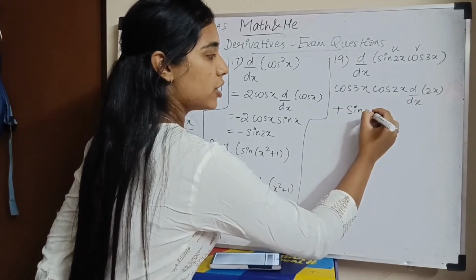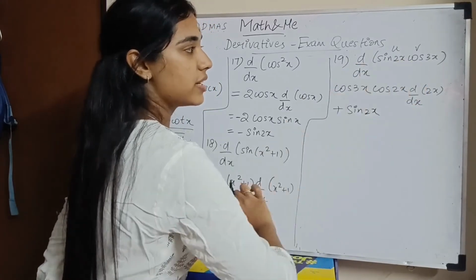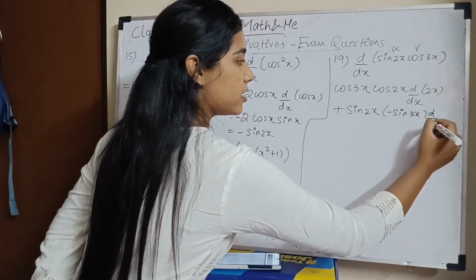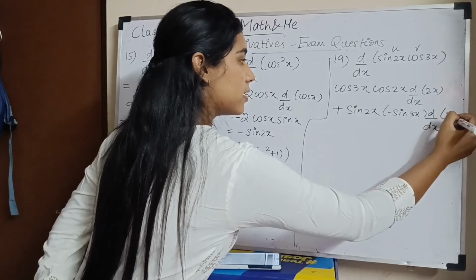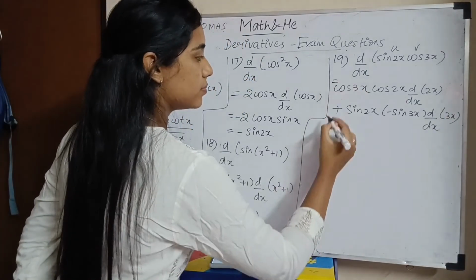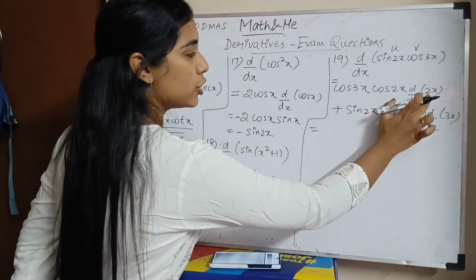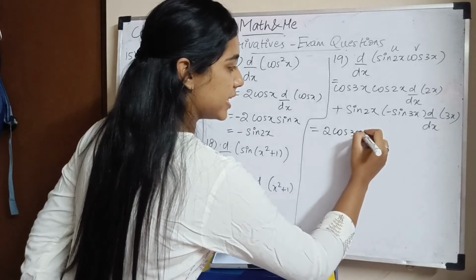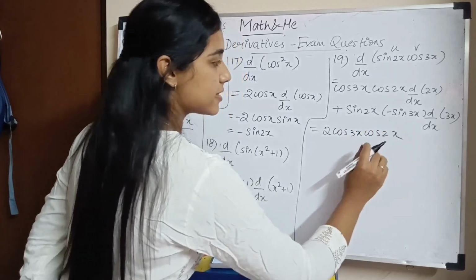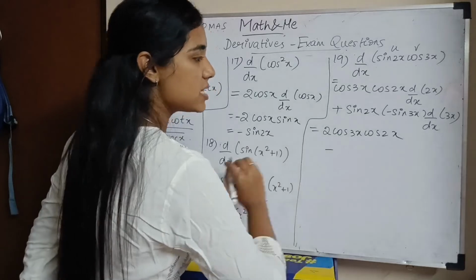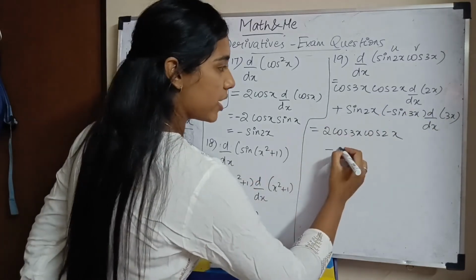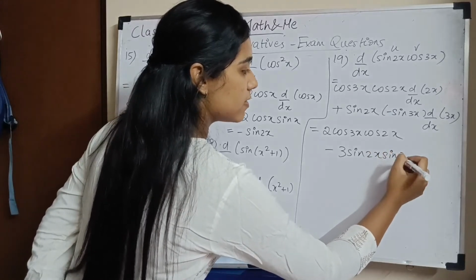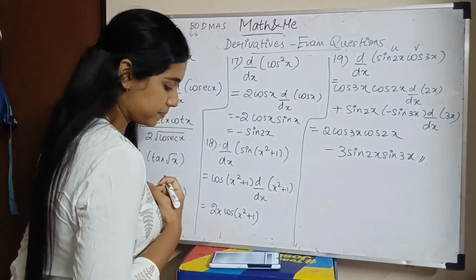So sin 2x v dash, derivative of cos x is minus sin x, but I in turn need d by dx of 3x. So now I have 2x, the derivative is 2. So I have 2 cos 3x cos 2x minus into plus minus, derivative of 3x is 3. So I have 3 sin 2x sin 3x. Okay.